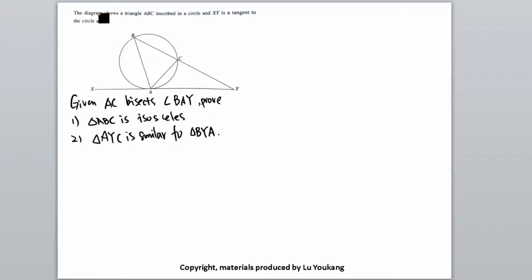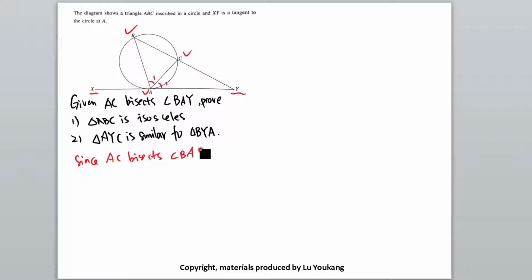So over here we have a question. The diagram shows a triangle ABC inscribed in a circle, and XY is a tangent to the circle at A, and we also know that AC bisects my angle BAY. Therefore, I have angle 1 equals to angle 1 labeled in the diagram. So I will start to find part 1.